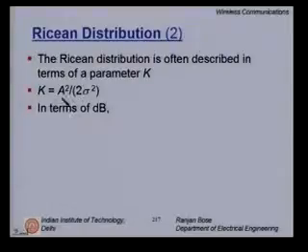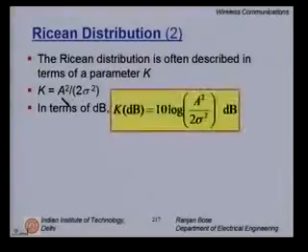Sometimes k is represented in terms of dB. So, k in dB is nothing but 10 log of a squared over 2 sigma squared, in dB. Please note, we are talking about the power here, a squared, right. A is the signal strength, a squared represents the power component. Therefore, we are using the 10, not 20 log here.